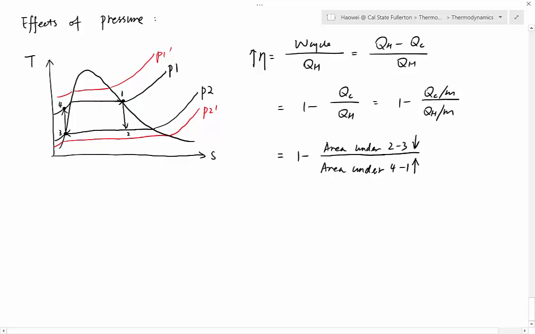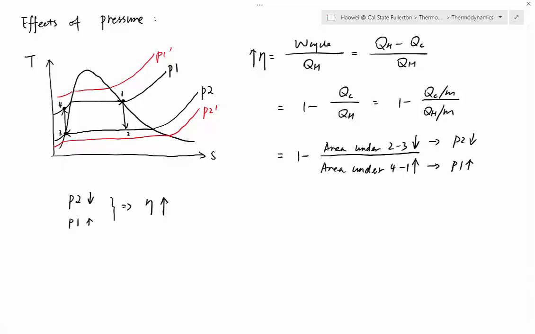If you want the area under 2-3 to become smaller, then what you can do is make P2 smaller. If you want the area under 4-1 bigger, you can have P1 go up. So if you can have either P2 small or P1 big, both of them will make the efficiency go up. Okay, so now the next question is, which one is more realistic?